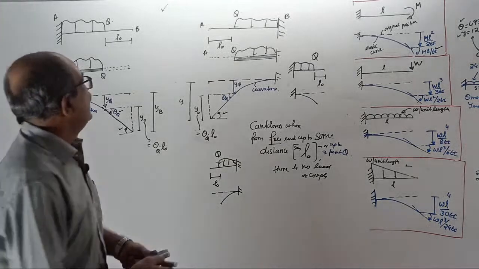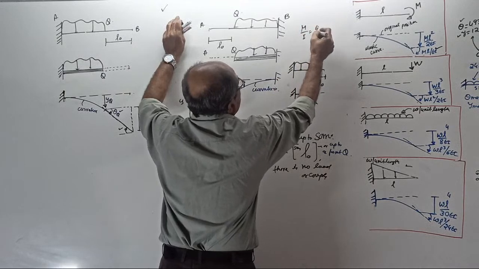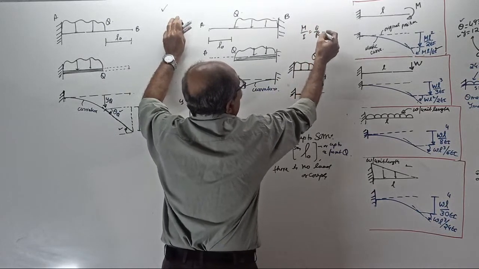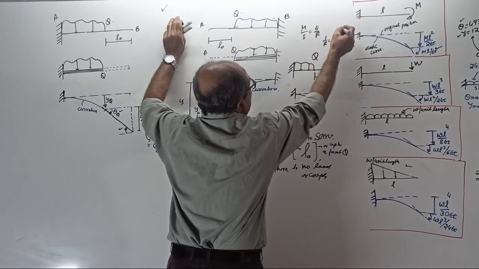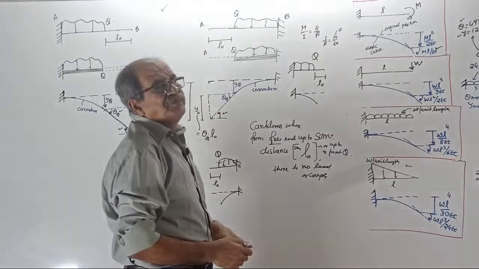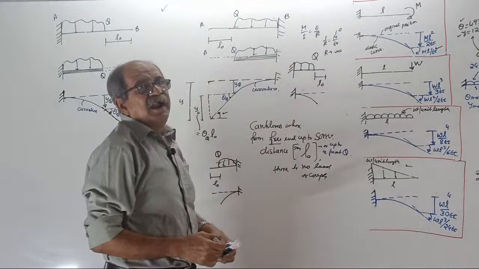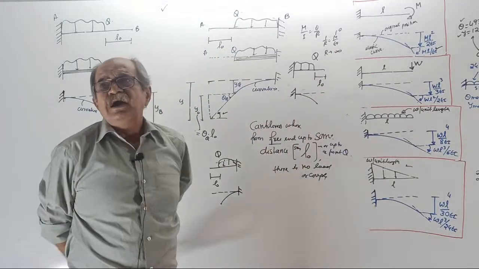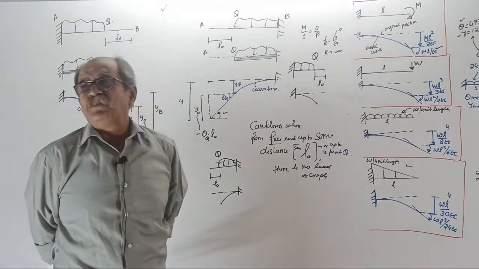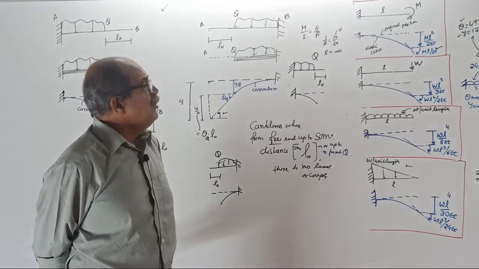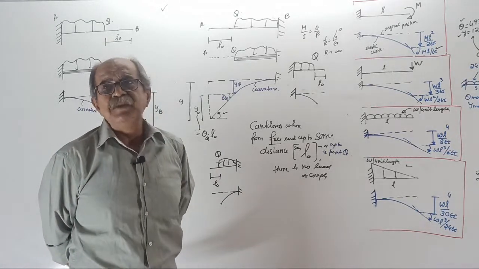Bending moment is zero. See, you know that M by I equal to E by R. Therefore, your curvature 1 by R equal to M by EI. When M is 0, your curvature becomes 0 or radius of curvature becomes infinity. Curvature 0 or radius of curvature infinity means what?